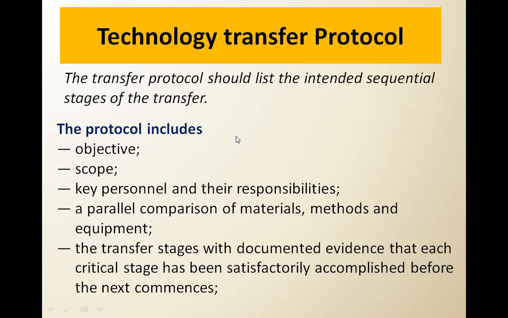Then the transfer stages, with documented evidence that each critical stage has been satisfactorily accomplished before the next step commences. So both SU and RU should be satisfied that the first step is completed, and only then will they go for the second step.